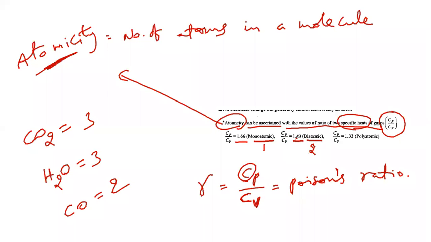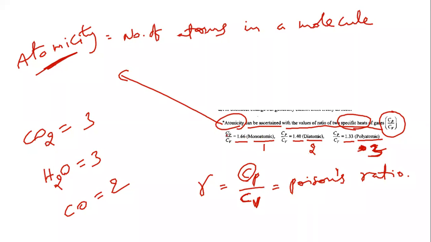If the Cp by Cv ratio is 1.33, that will be polyatomic, meaning atomicity is greater than 2. Actually it will be 3 or more. If Cp by Cv is 1.33, atomicity is 3 or more. If Cp by Cv is 1.4, atomicity 2. If Cp by Cv is 1.66, atomicity 1.